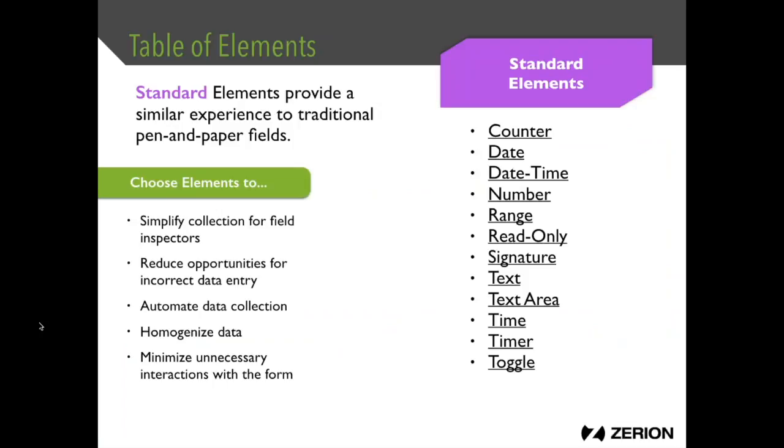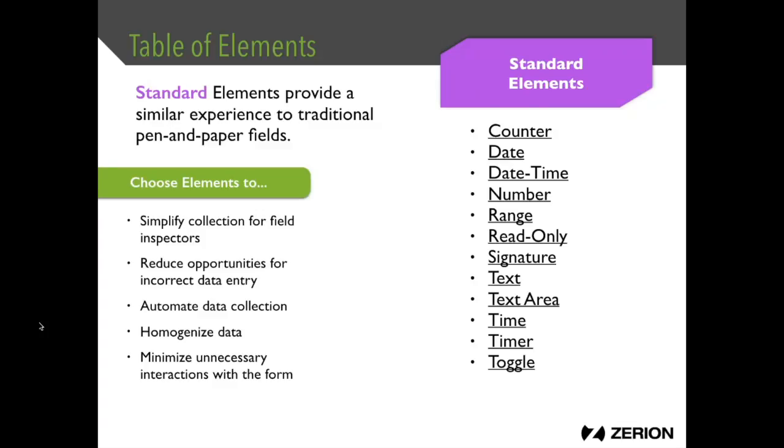And for all 6 of these categories, I do have a list of each of the elements on the right-hand side. Each one of these element names, which has an underline on it, is actually a link, and that will bring you to an article on our Customer Success Center where you can learn more information about that specific element. So like I said earlier, standard elements are going to provide a similar experience to traditional pen and paper methods.